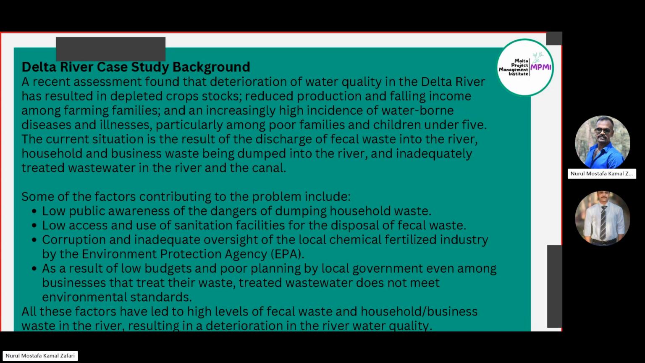Then people have limited access to proper sanitation. The local environment protection agency was not transparent enough and was corrupted, and they don't follow up the standard of the local chemical fertilizers, the fertilizer industries, and also the low standard of the treated water that flows into the river.